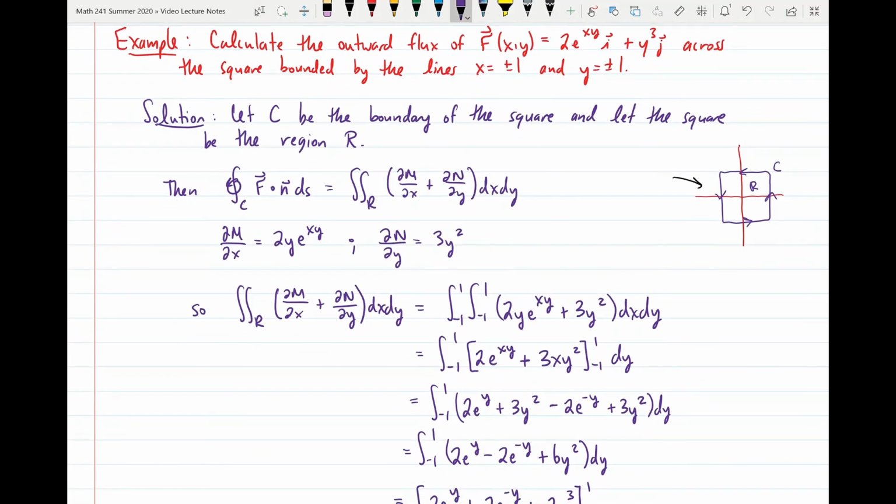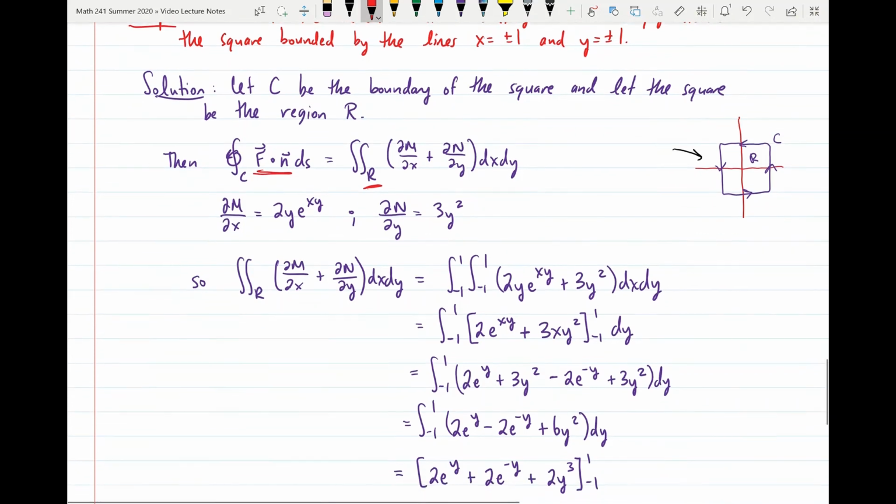So we know from Green's theorem that the line integral of f dot n over the curve C, which is the boundary of our square, is equal to the double integral of partial m with respect to x plus partial n with respect to y over the region R. So this is the second formulation of Green's theorem here in action.